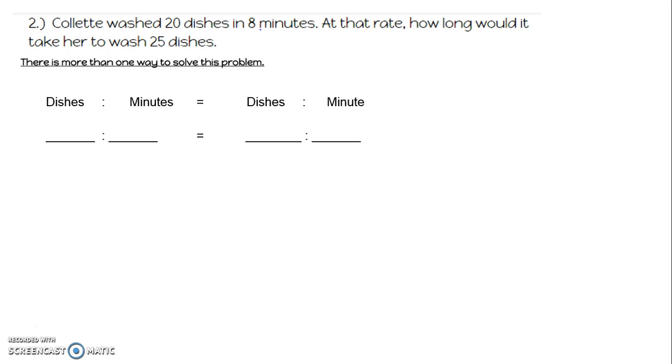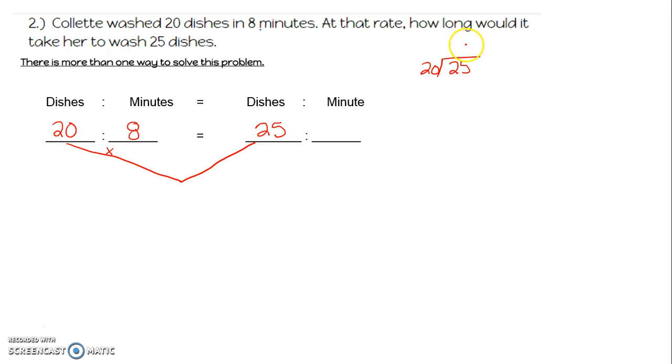We're comparing dishes to minutes. We know we can wash 20 dishes in 8 minutes. We need to wash 25 dishes and are wondering how many minutes that will take. So we go from dishes to dishes. We have to figure out 20 times what number gives us 25. Well, in order to do that, we could divide, and we could take 25, divide it by 20.